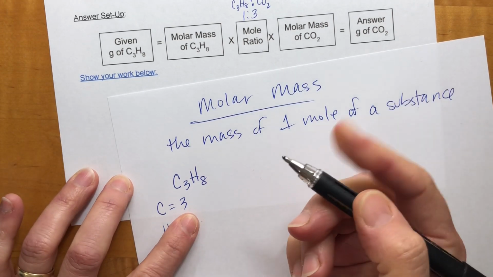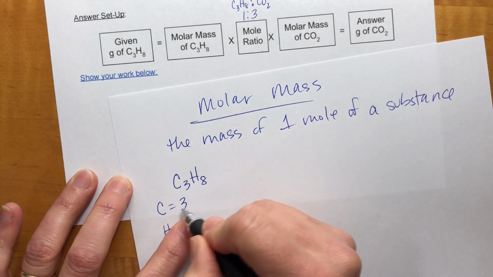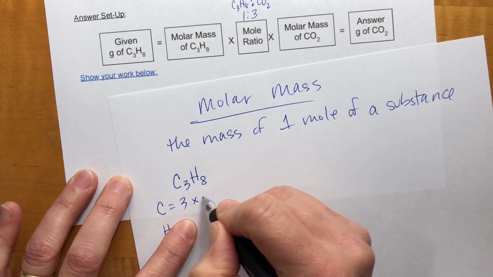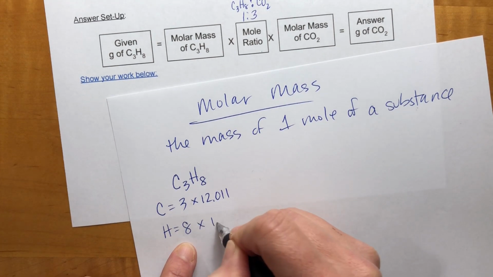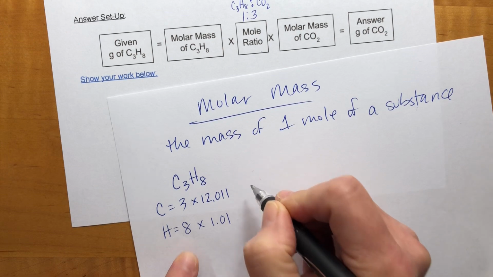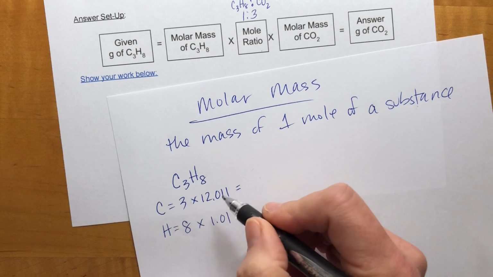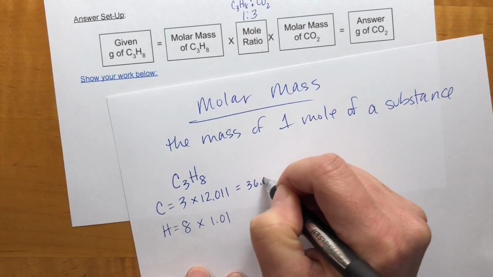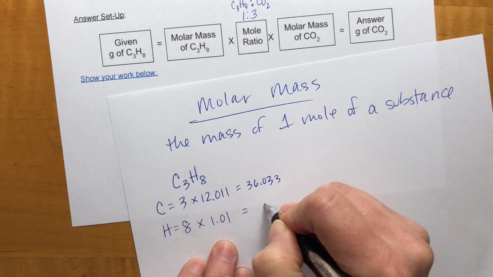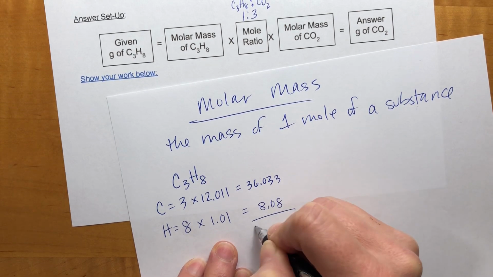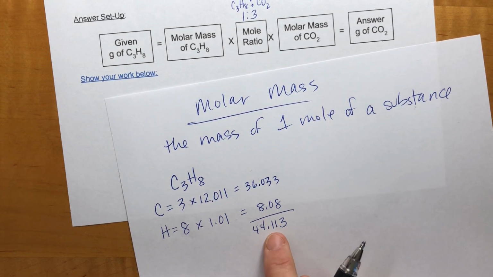You're going to need to look on your periodic table. I already know. I don't need to look. Carbon has a mass of 12.011, each carbon atom, and hydrogen has a mass of 1.01. I'm rounding. And if we do this math, 3 times 12.011 is 36.033. 8 times 1.01 is 8.08. So this is 44.113. And remember, what does this number mean?